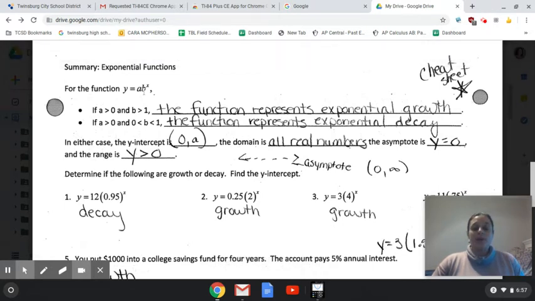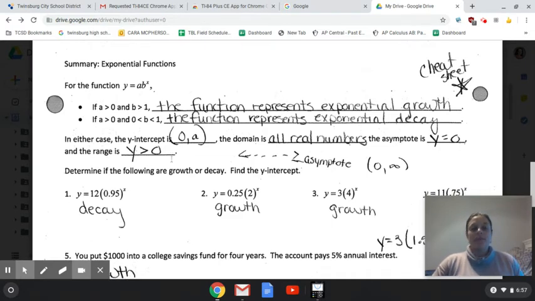If your b value is bigger than 1, so 2, 3, it could even be a decimal. It could be 1.5, or 5/3. Anything that's bigger than 1, that's going to be a growth graph. Anything that has a b value that's between 0 and 1, so a half, a third, 0.5, 0.2, those are going to be decay graphs.